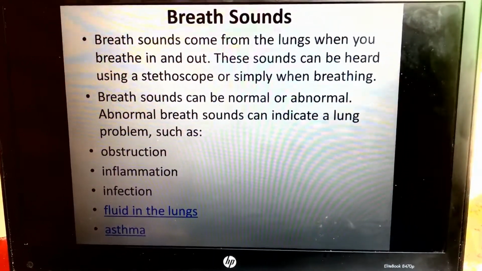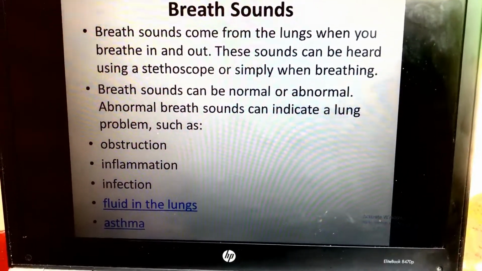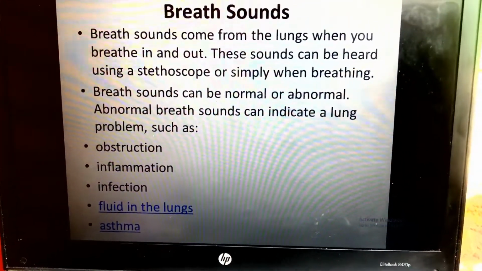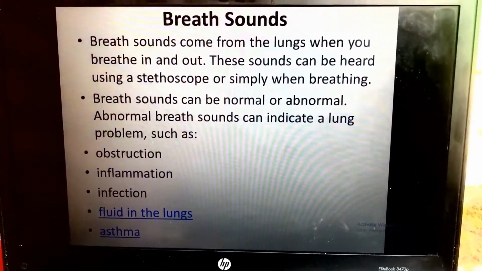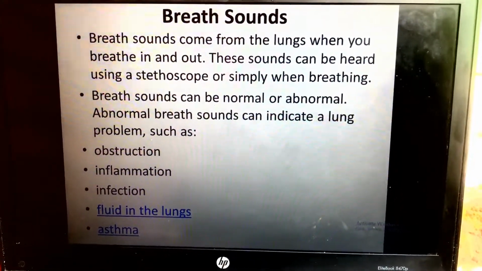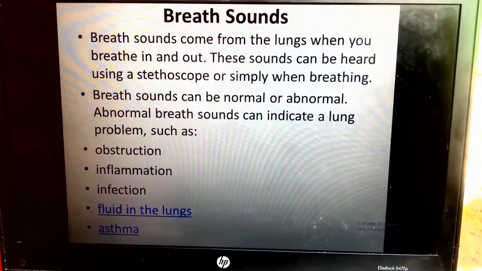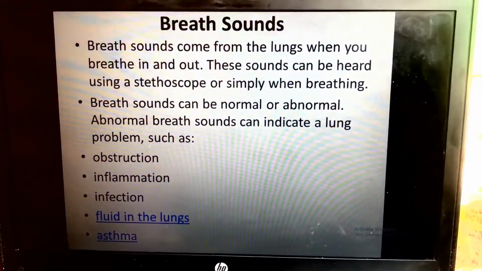We can determine obstruction. When the lungs are obstructed, we will hear a typical sound. And inflammation, infection, fluid: when there is fluid and the air enters the lungs with the fluid, we will hear a typical sound. And when the client is having asthma, like in obstructions also, we have a typical sound.